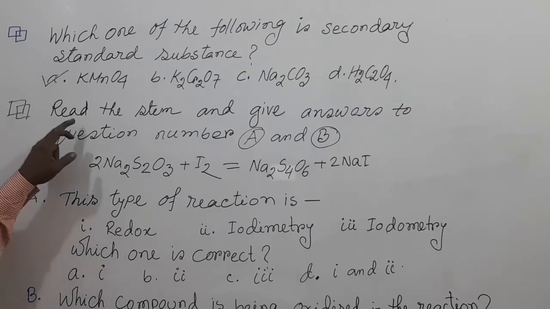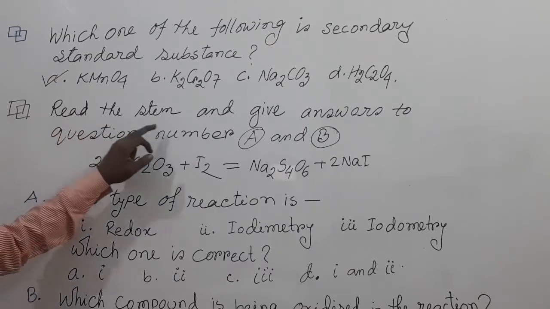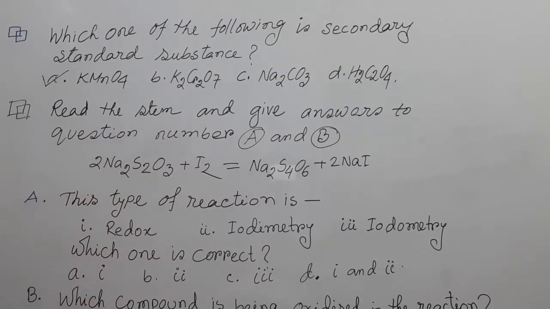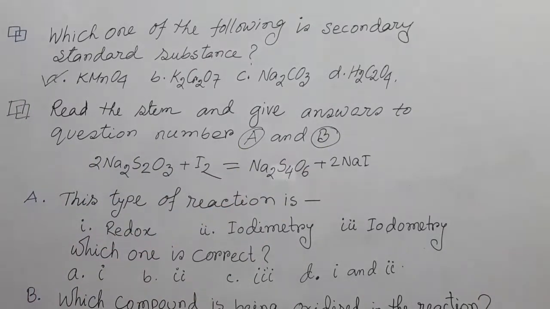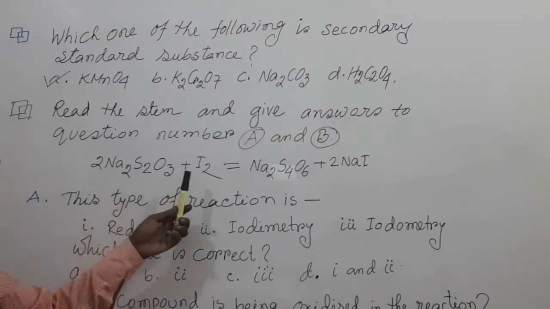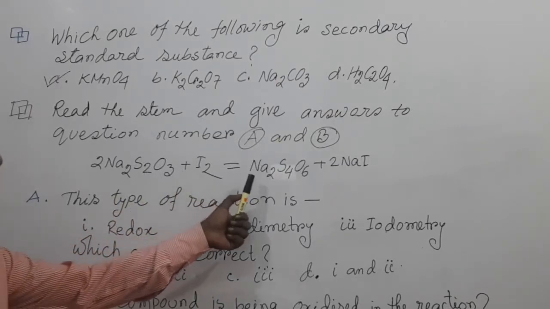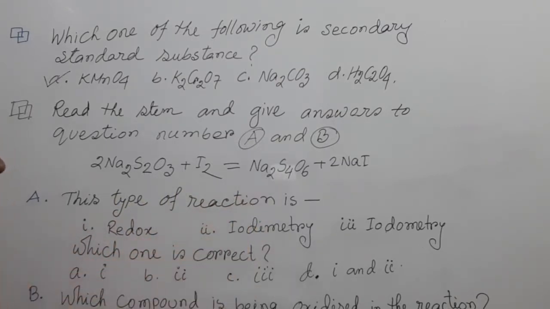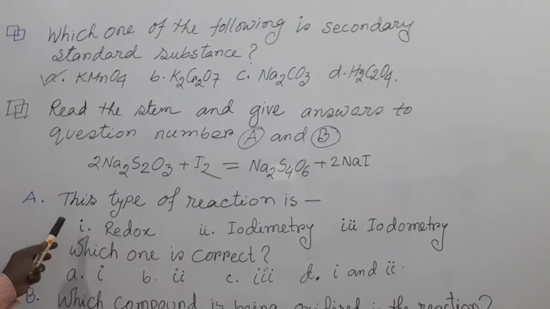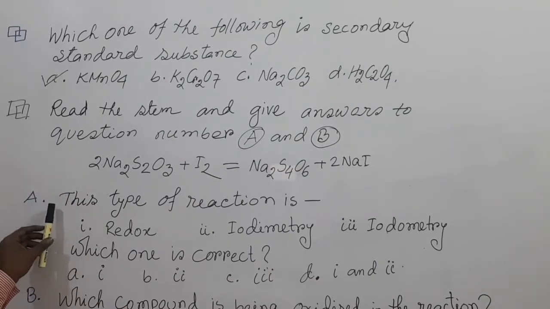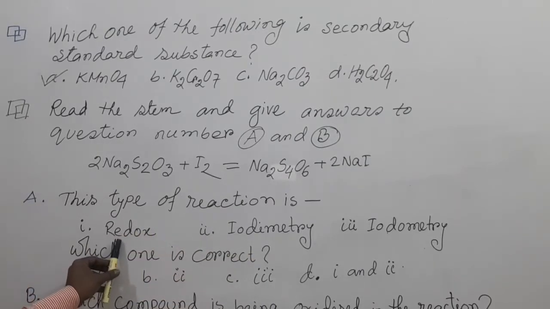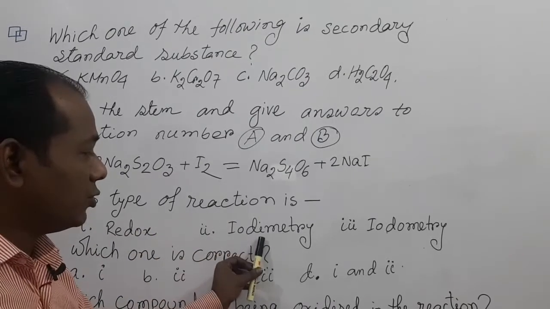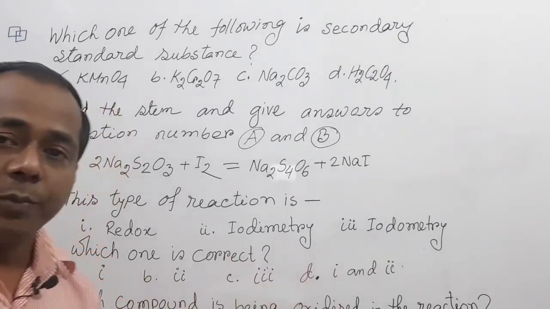Now, read the next question. Read this and give answers to questions A and B. The given reaction: sodium thiosulfate reacts with iodine and produces sodium tetrathionate and sodium iodide. First question for this step: this type of reaction is a redox reaction, or iodimetry, or iodometry.